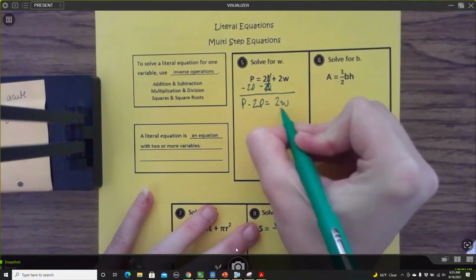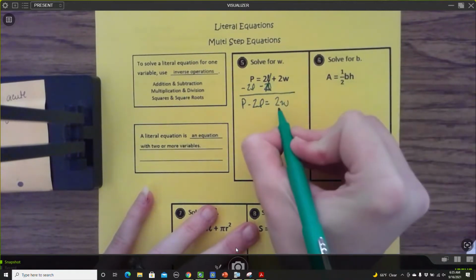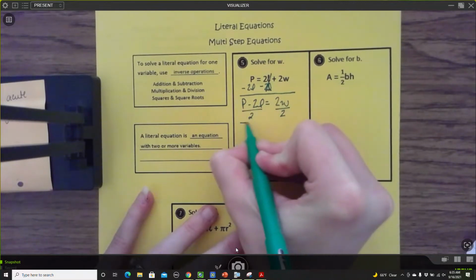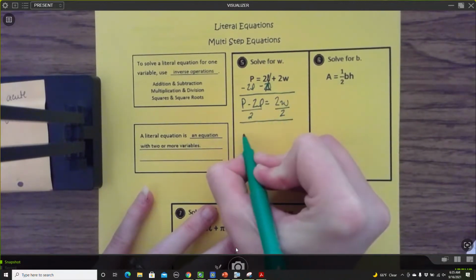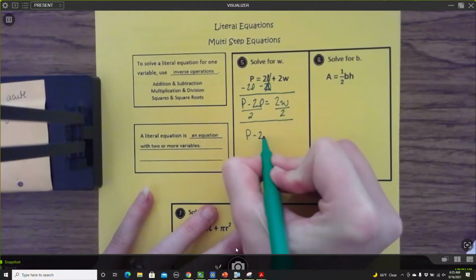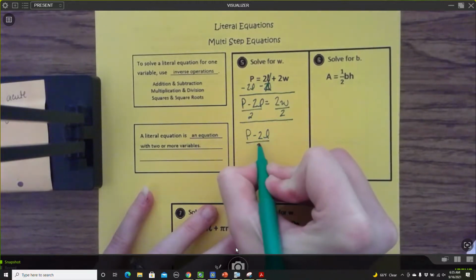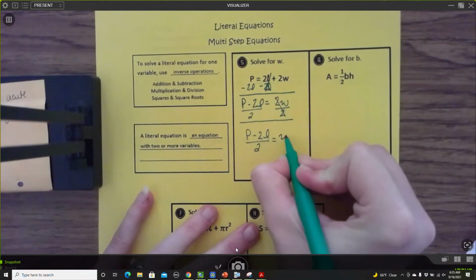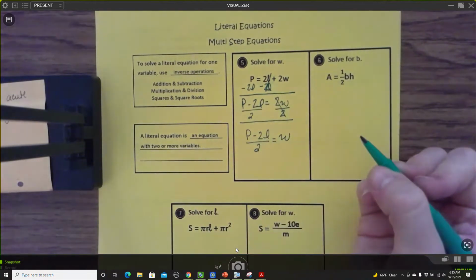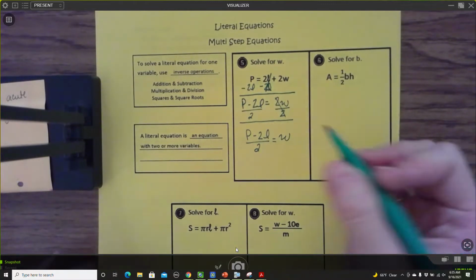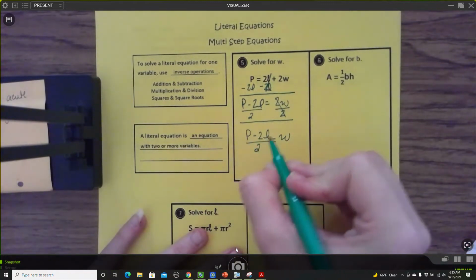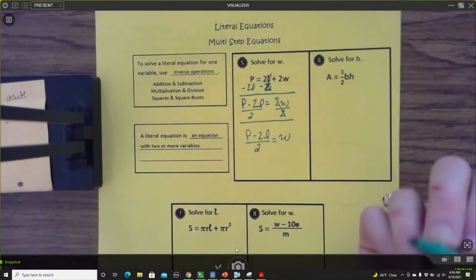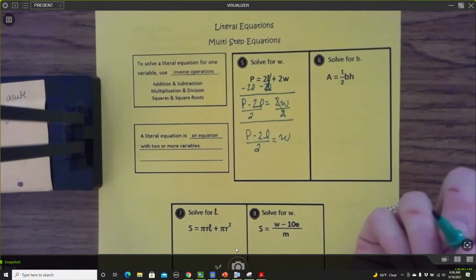And then I'm trying to get W by itself, but it's being multiplied by 2. So the opposite of multiplication is division. So I would have P minus 2L divided by 2 equals, these 2's cancel. And I can break this down even further if I wanted to. I could do P divided by 2 and then minus 2L divided by 2, and I could cancel those 2's, but it still leaves me with a fraction.